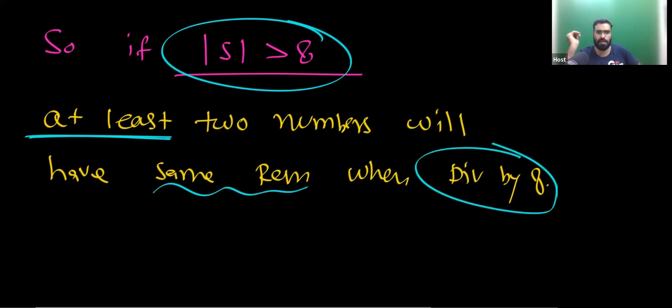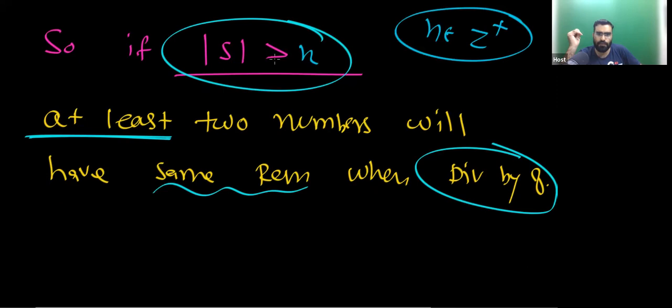Can you make this result general? For example, if your set has more than n elements, where n is a positive integer, how many elements must you have so that you can guarantee the same remainder when you divide by n? Then definitely at least 2 people will give you the same remainder. This is the general result.